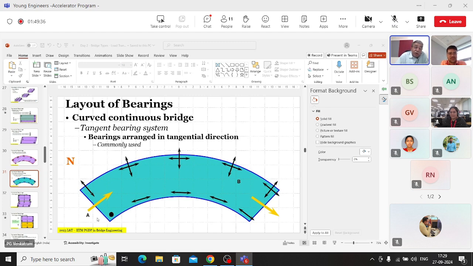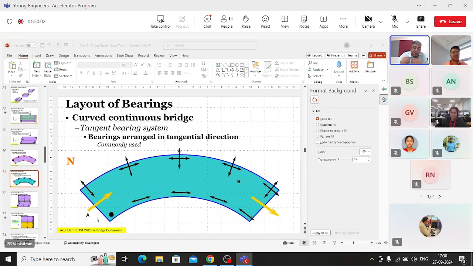When do you need to worry about it? You need to worry about it if you are planning a continuous structure on very tight radiuses. If your radiuses are generous, if the radius is of the order of 120, 130, 140 meters, they are reasonably tight, but not that tight. For bearing purposes, they are not that tight. And in that, if you have spans in the range of 25, 30, 35 meter, tangential is okay.